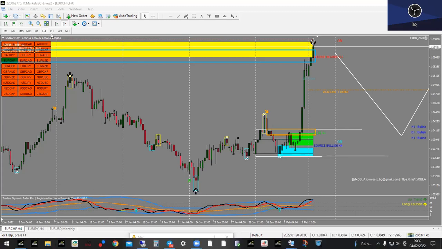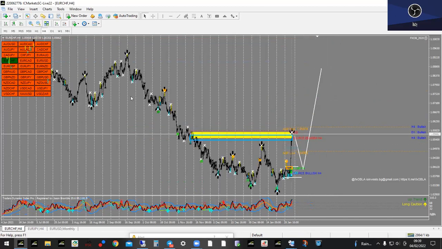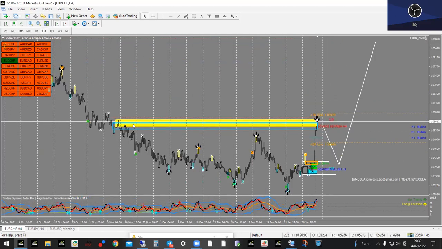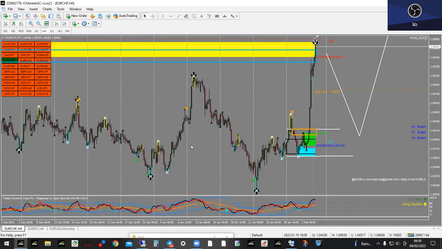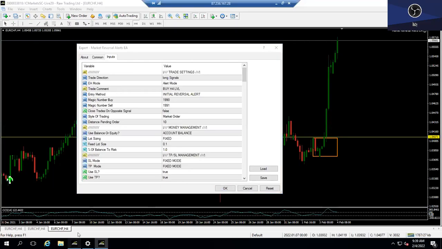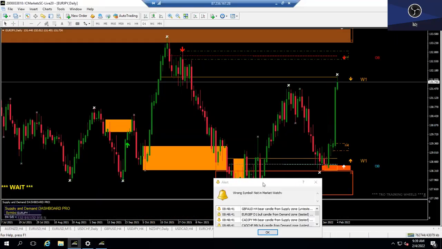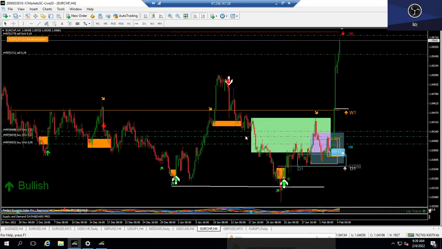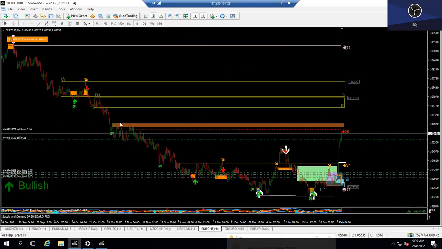Okay, so this is Euro Swiss, and this is a different system that I also use to check for supply demand zones. I also have one other one I use, which is this one, for supply demand also. And this is not really showing me any supply demand zones aside from this level. So it had a supply demand zone here. It had a supply zone here, and then it had one up here.